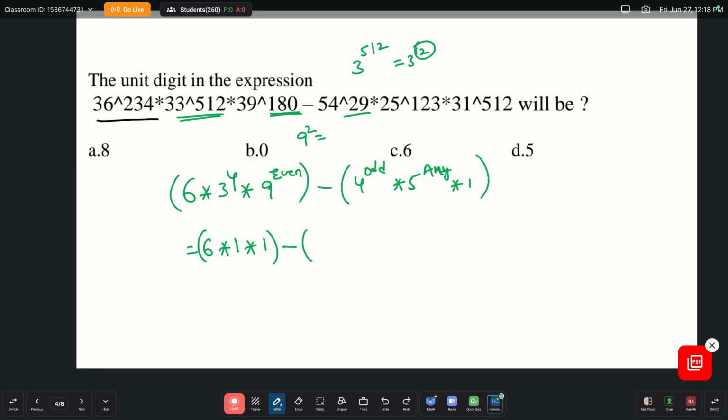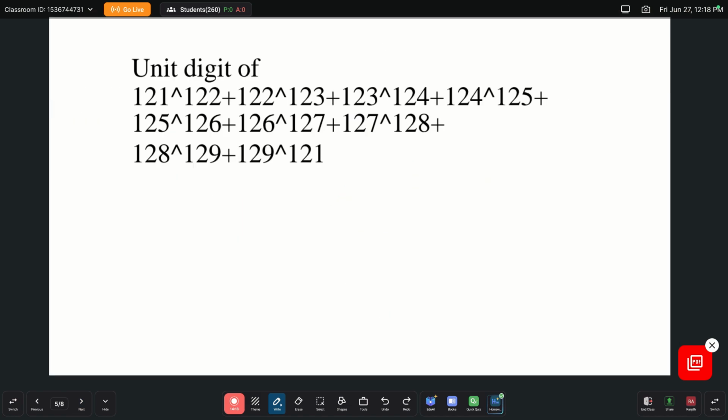5 power any value. 1 power any value will be equal to 1. 6 into 3 power 4 will be equal to 3 square into 3 square. 9 nines are 1. 9 power even number will be equal to 9 square. 9 square equal to 1. Minus 4 power odd will be equal to 4 power 1. 4 power 1 equal to 4. 5 power anything is 5. 1 power anything is 1. So that will be equal to 6 minus 4 5s are 20, which is nothing but unit digit is 0. 6 minus 0, unit digit is 6.